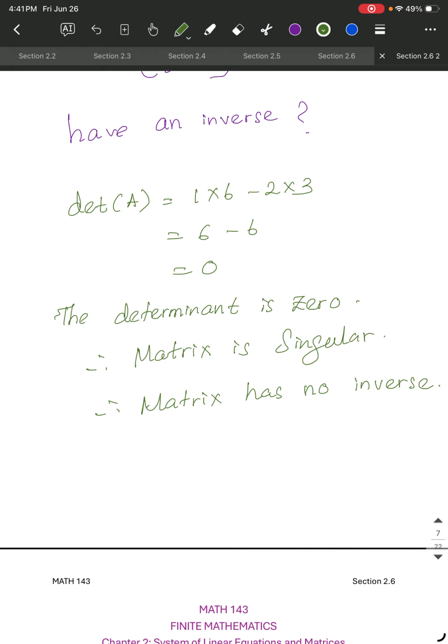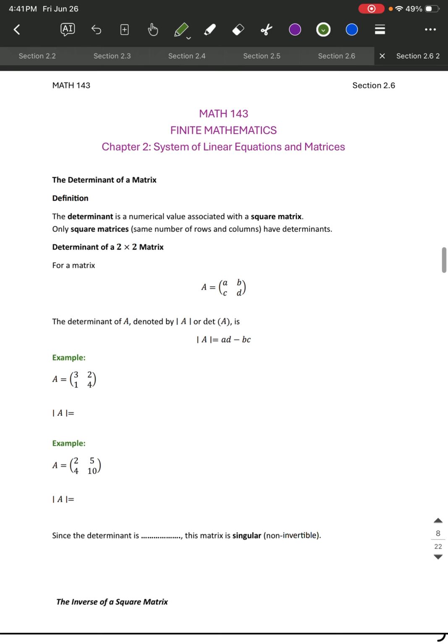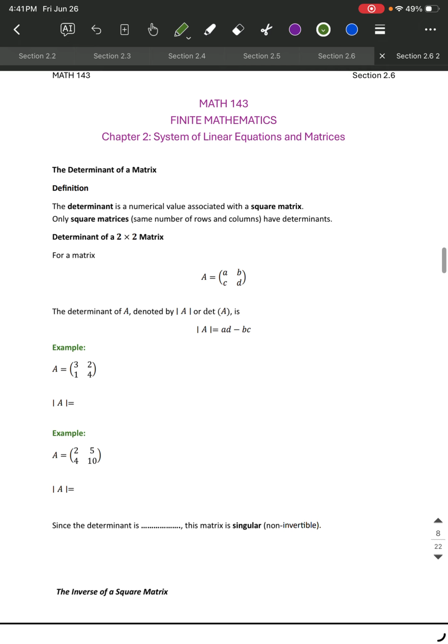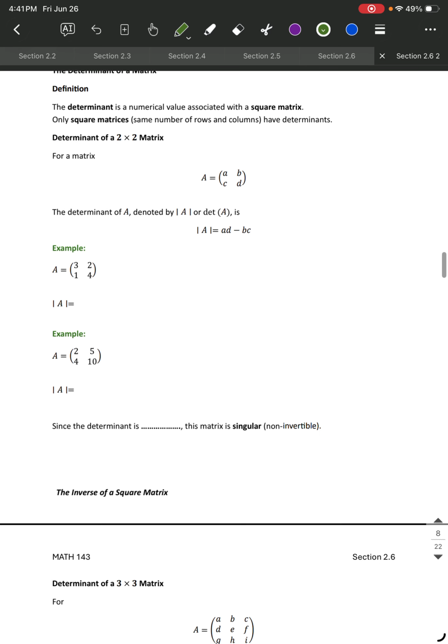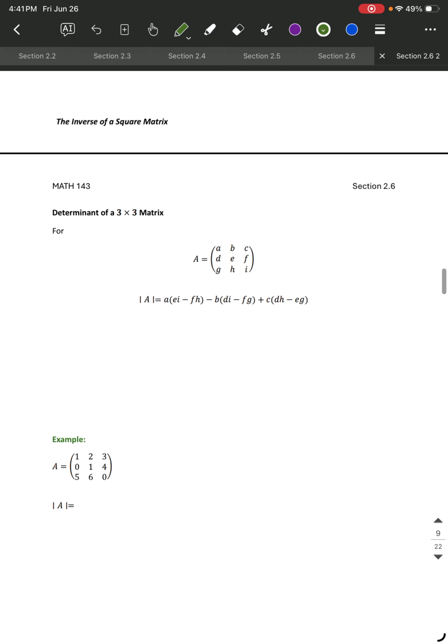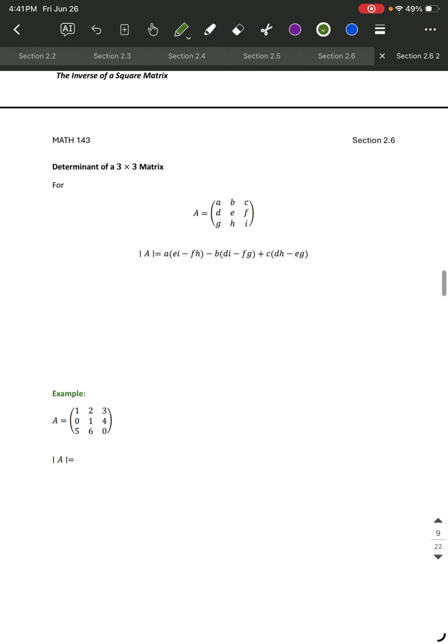Okay, check the answer then. Here you can see the same examples. Determinant of 2 by 2 matrices, and the same thing we discussed. Okay, now determinant of 3 by 3.